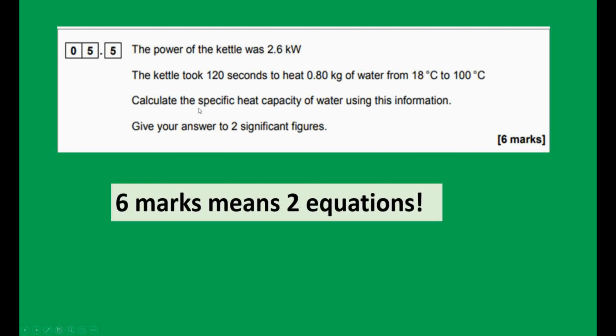So first, you need to know specific heat capacity. I'm going to have to use the specific heat capacity equation. For power, I'm given a power and I'm given a time. So choose the correct power equation. Try and find out the answer to two significant figures. Pause the video here.